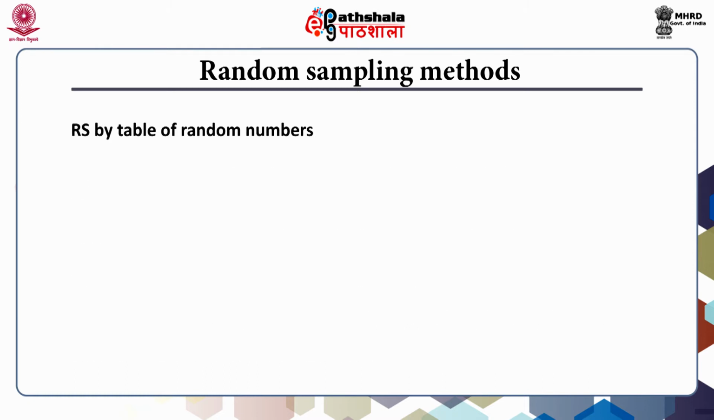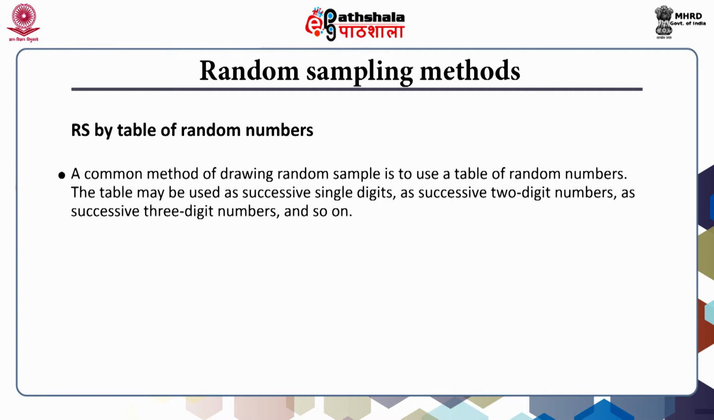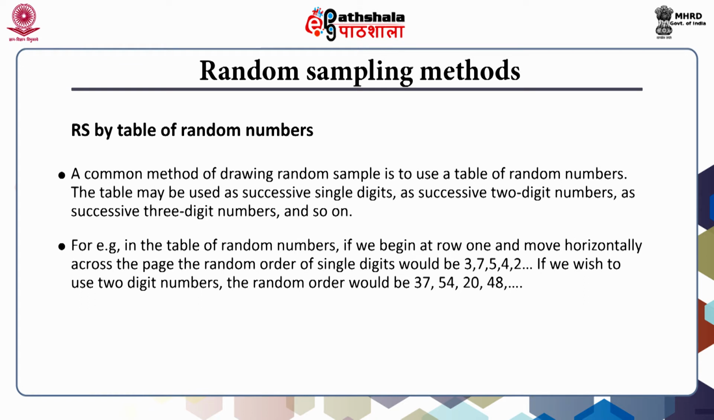Random sampling by table of numbers. In this process, a common method of drawing random sample is to use a table of random numbers. The table may be used as successive single digits, as successive 2-digit numbers and as successive 3-digit numbers and so on. For example, in the table of random numbers, if we begin at row 1 and move horizontally across the page, the random order of single digits can be 3, 7, 5, 4, 2, etc. If we wish to use 2-digit numbers, the random order would be 37, 54, 20, etc.